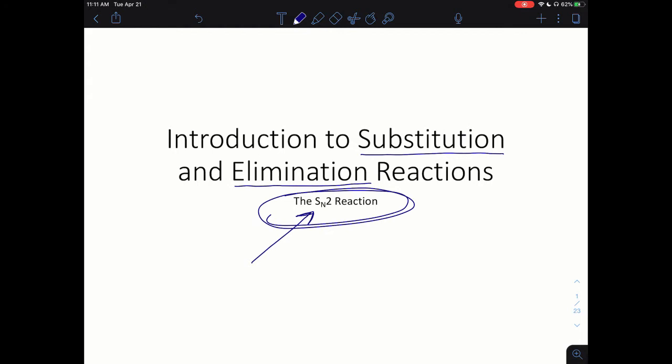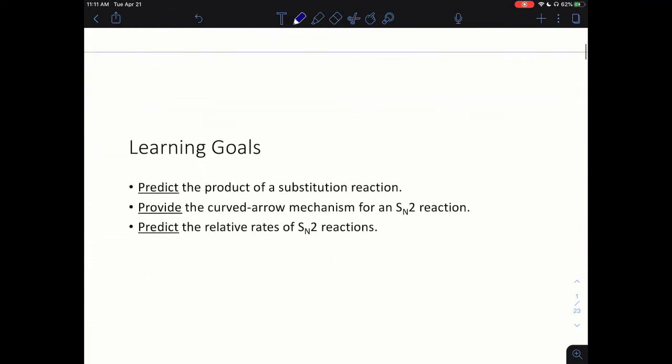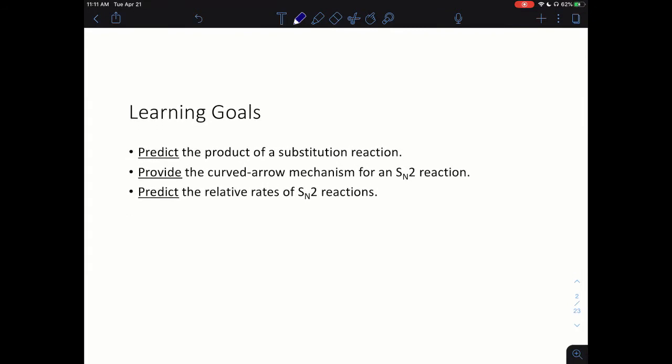SN2. And you're already a bit familiar with the SN2 from learning about the elementary steps that are common in the reactions of organic molecules. So we're going to be using that as a starting place for our discussion today.